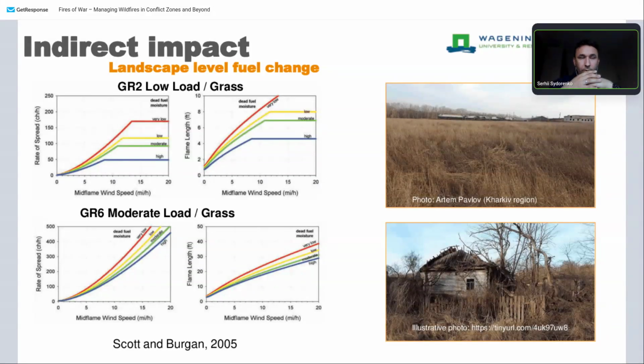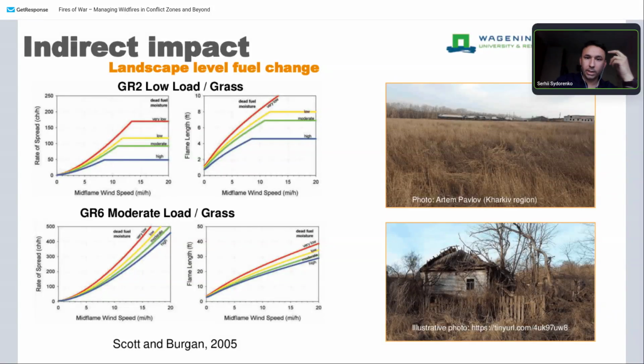So usually, when we have agricultural fires or crop fires in Ukraine before the war, it usually follows in the early beginning of the fire season or after harvesting of a cropland. And it means that the fuel load is not so big. It's around 1 up to 2 tons per hectare of fuel.